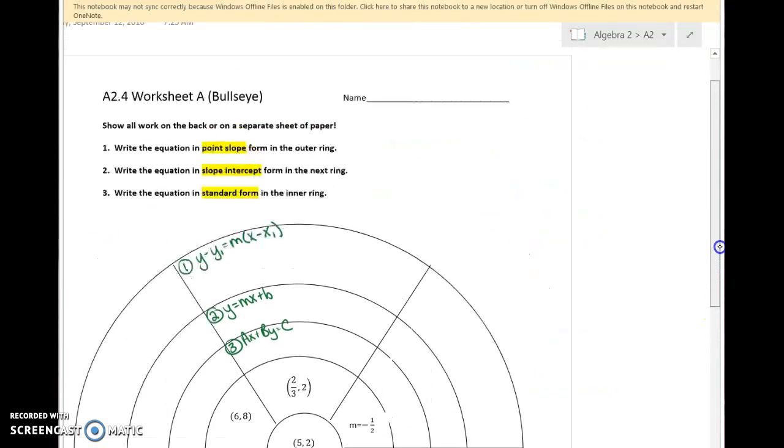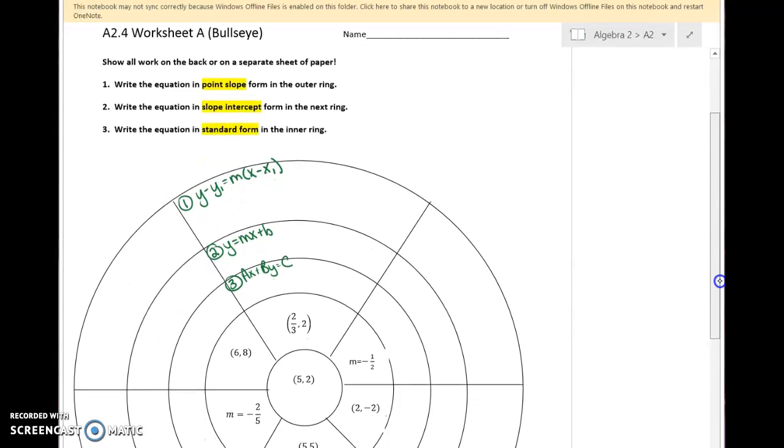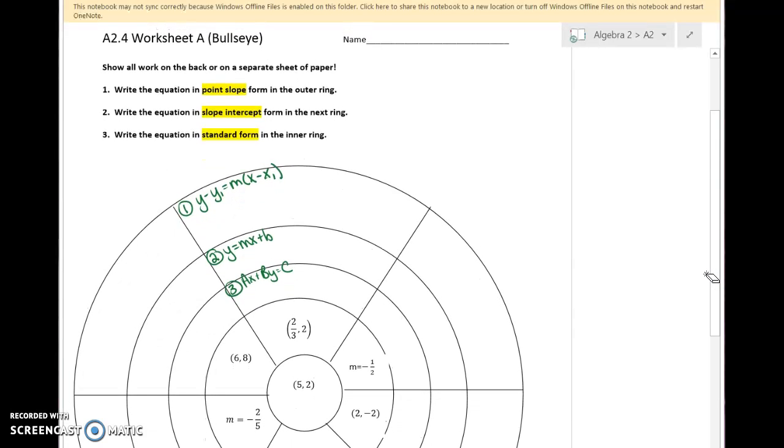This is what your assignment looks like. This is 2.4 worksheet A, the bullseye worksheet. It's called the bullseye worksheet because it's a bullseye. So the center circle, 5, 2, you are going to be using the point 5, 2 for every single wedge of this circle. Each wedge is one problem with 3 parts.